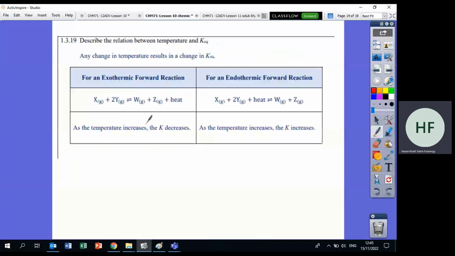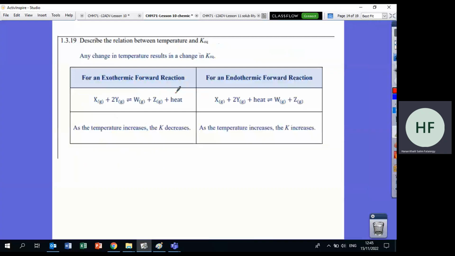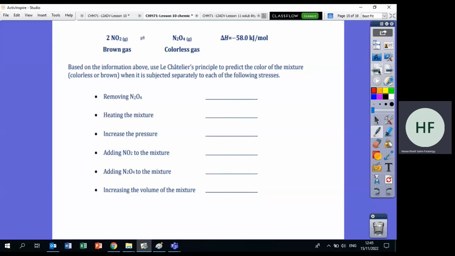Okay, another question. Now this one says as the temperature increases, what will happen? The reaction will move this way and K will decrease, and if the temperature decreases, the K will increase. So K and temperature are inversely proportional. Okay, now I want you to pause the video and answer this question, take a few minutes and then check your answers. Now delta H is negative, this means the reaction is exothermic and the heat is in the product side.